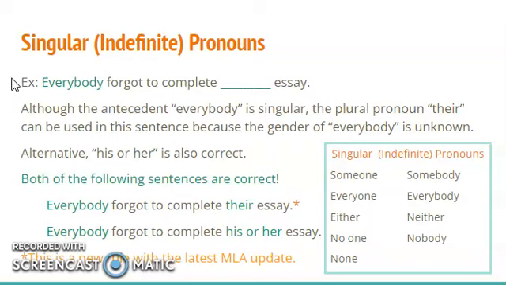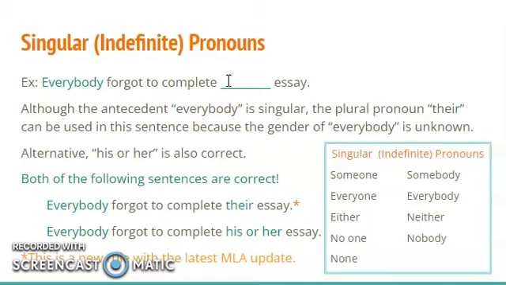So we're going to look at this example sentence to start to better understand what these are. Everybody forgot to complete blank essay. If we look at this word everybody, in our minds we might think that is plural because it's talking about multiple people that create that everybody, but instead of looking at them as individuals, we're now grouping them into one unit, which would then become a singular unit. We have to think about it that way. So this everybody right here is considered singular, and so we then would need a singular pronoun to go right here.